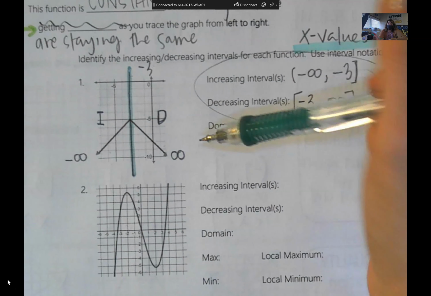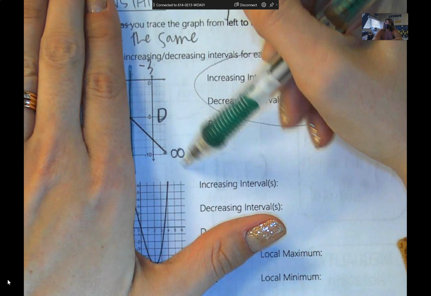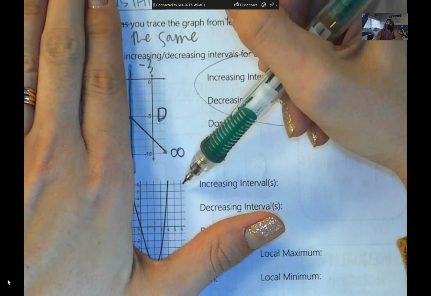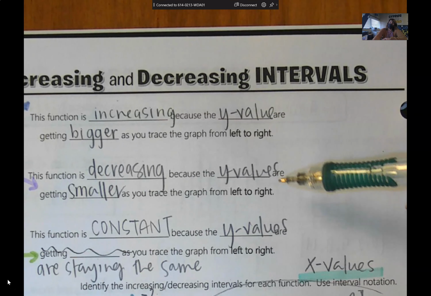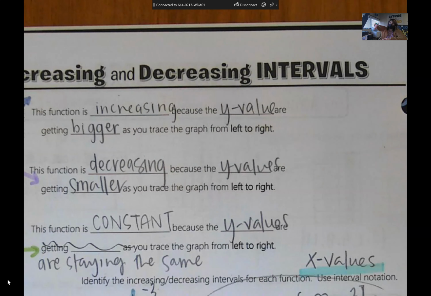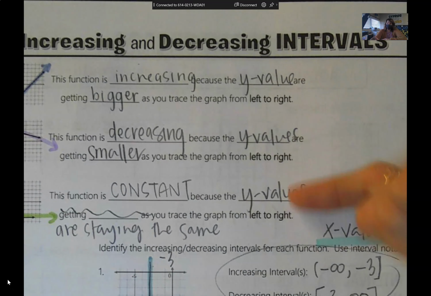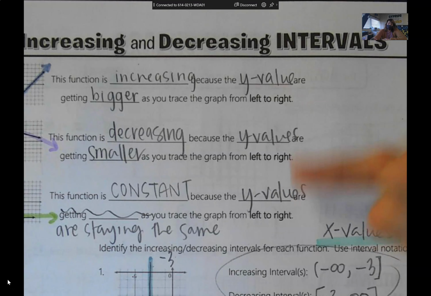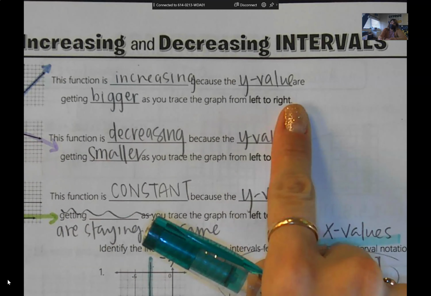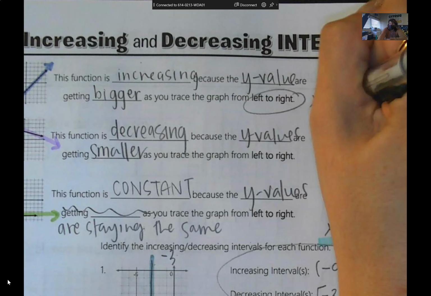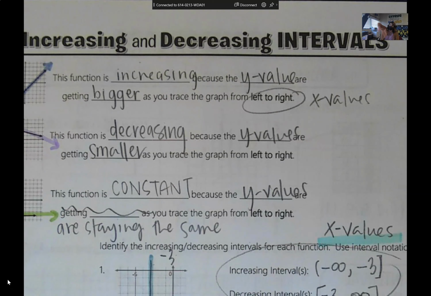So when you talk about increasing and decreasing intervals, you decide if it's increasing or decreasing based off of what Y is doing. So notice up here, we said, well, if Y values are increasing, it's increasing. If Y values are decreasing, that means it's going down and the function is decreasing. And if it's doing neither, it's constant. So notice those are all the Y values, but they tell you that you have to look at these Y values based on what you're going from left to right. These are X values.